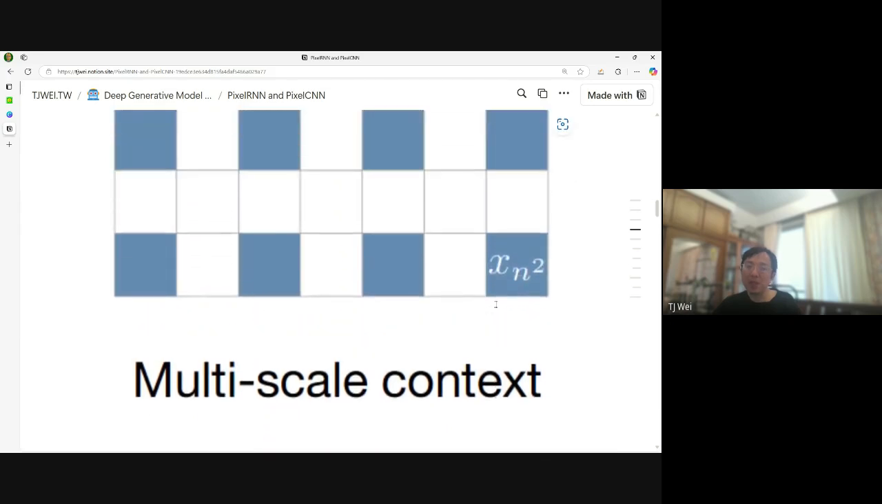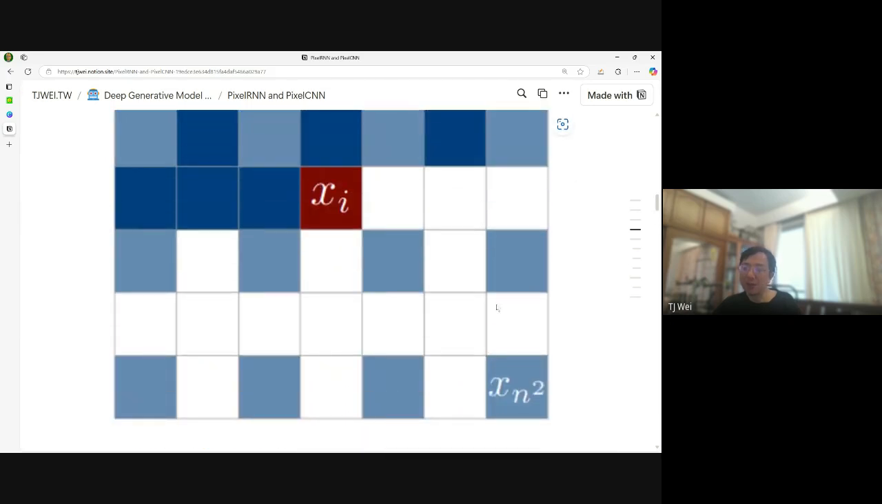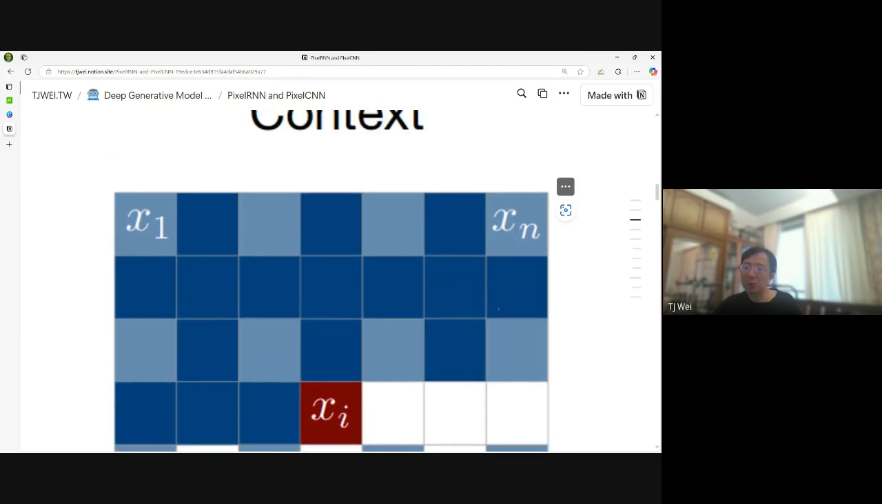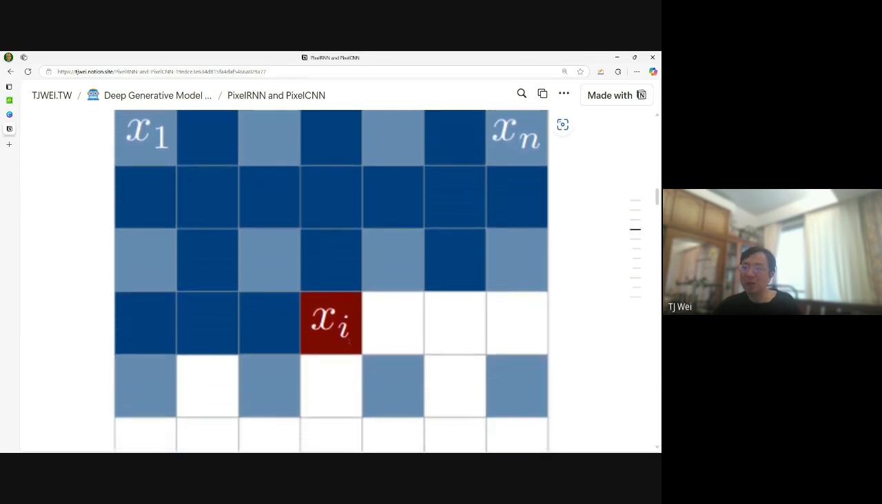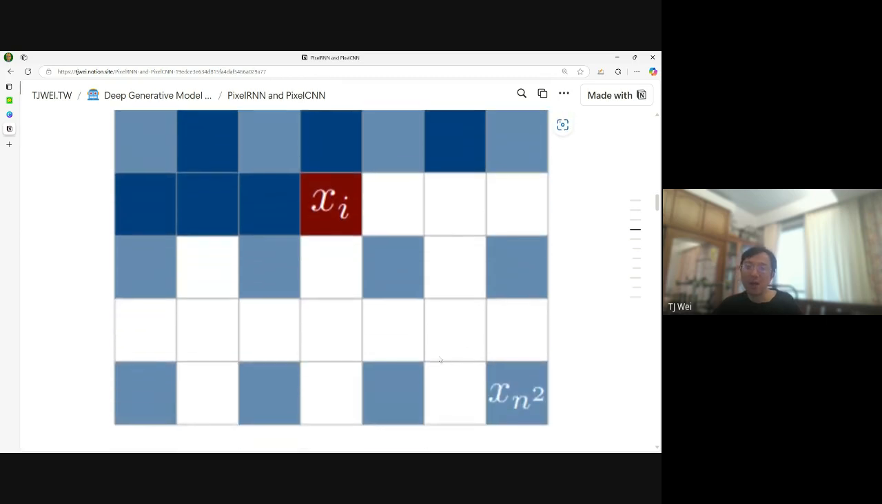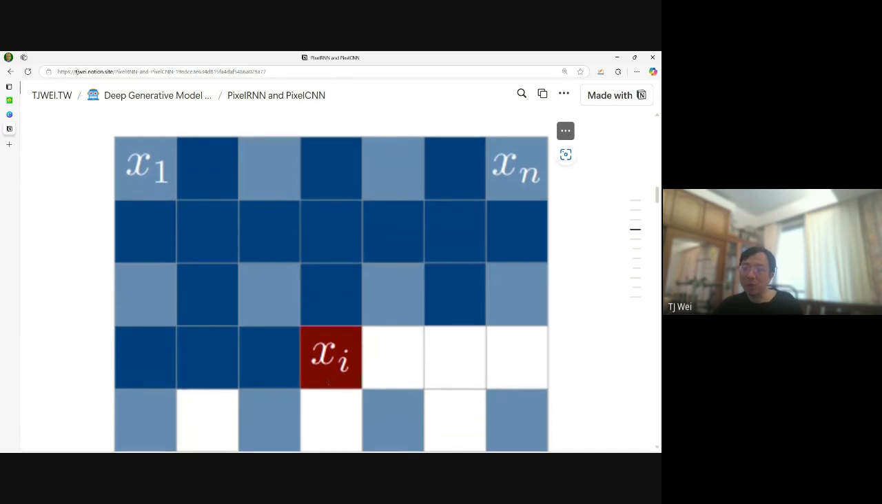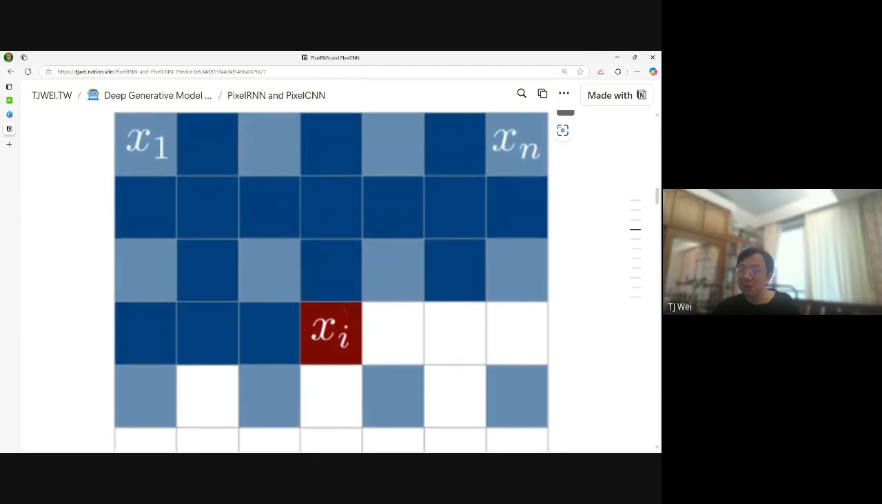So there might be a multi-scale context. One way to do that is to consider context in multi-scale. We can generate a lower resolution version first, like this one. This is another way to consider order: we first generate a lower resolution one, and after that, we can generate other pixels to refine the generation.